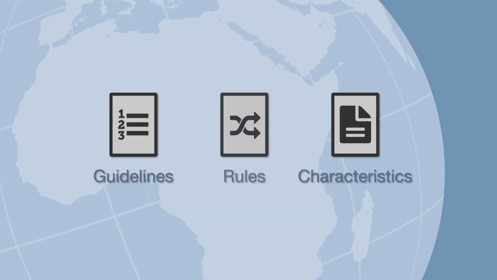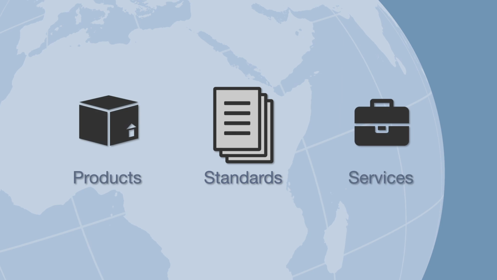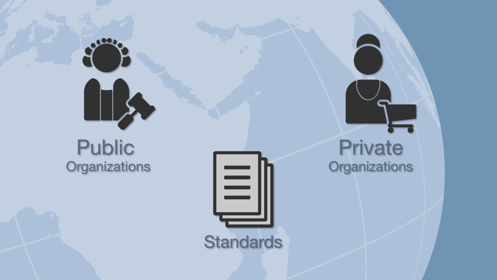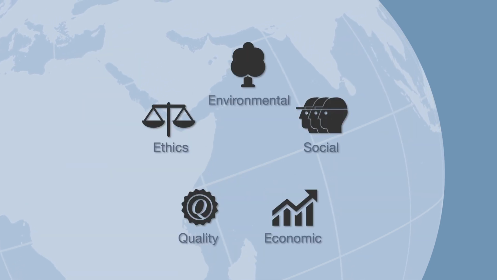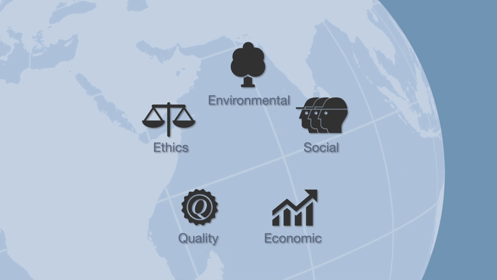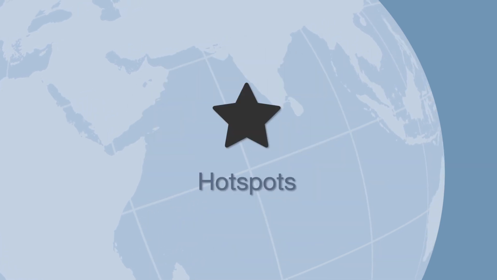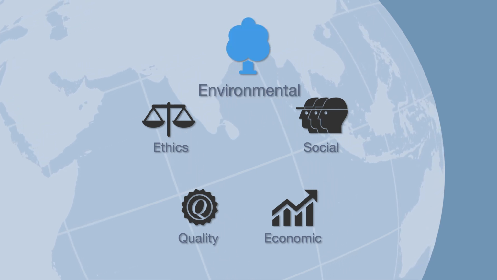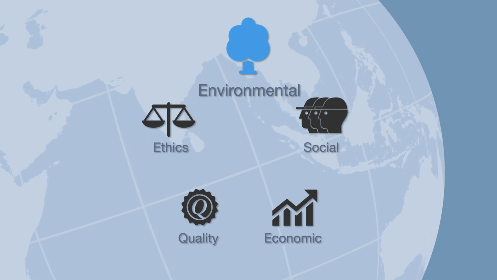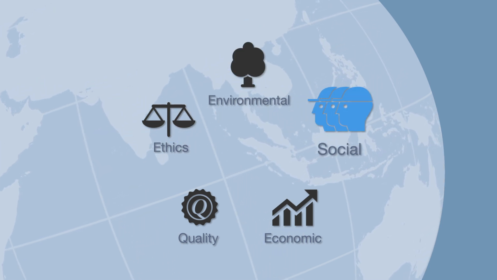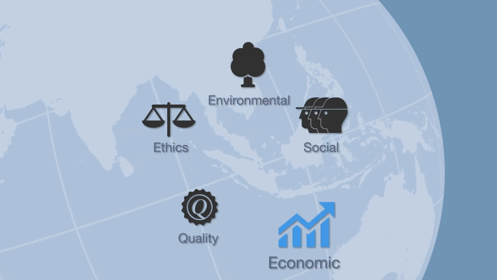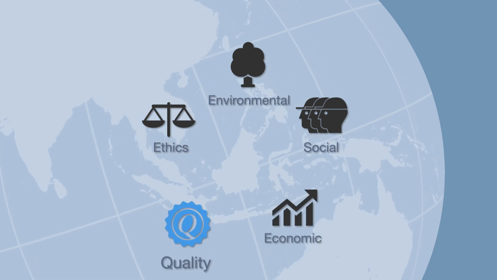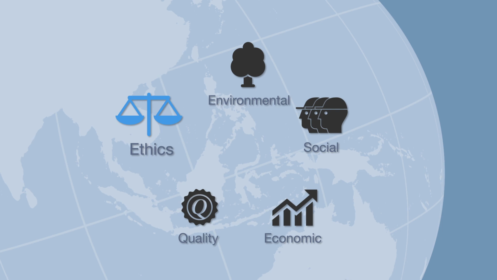Standards are sets of rules, guidelines and characteristics for products and services developed by private or public organisations to reach specific goals. More and more standards have been developed to address sustainability issues, also called hotspots along global supply chains. These include environmental issues like pollution, biodiversity and deforestation, social issues such as child labour, working hours and wages, economic and management issues such as productivity and efficiency, quality and food safety, and business ethics.